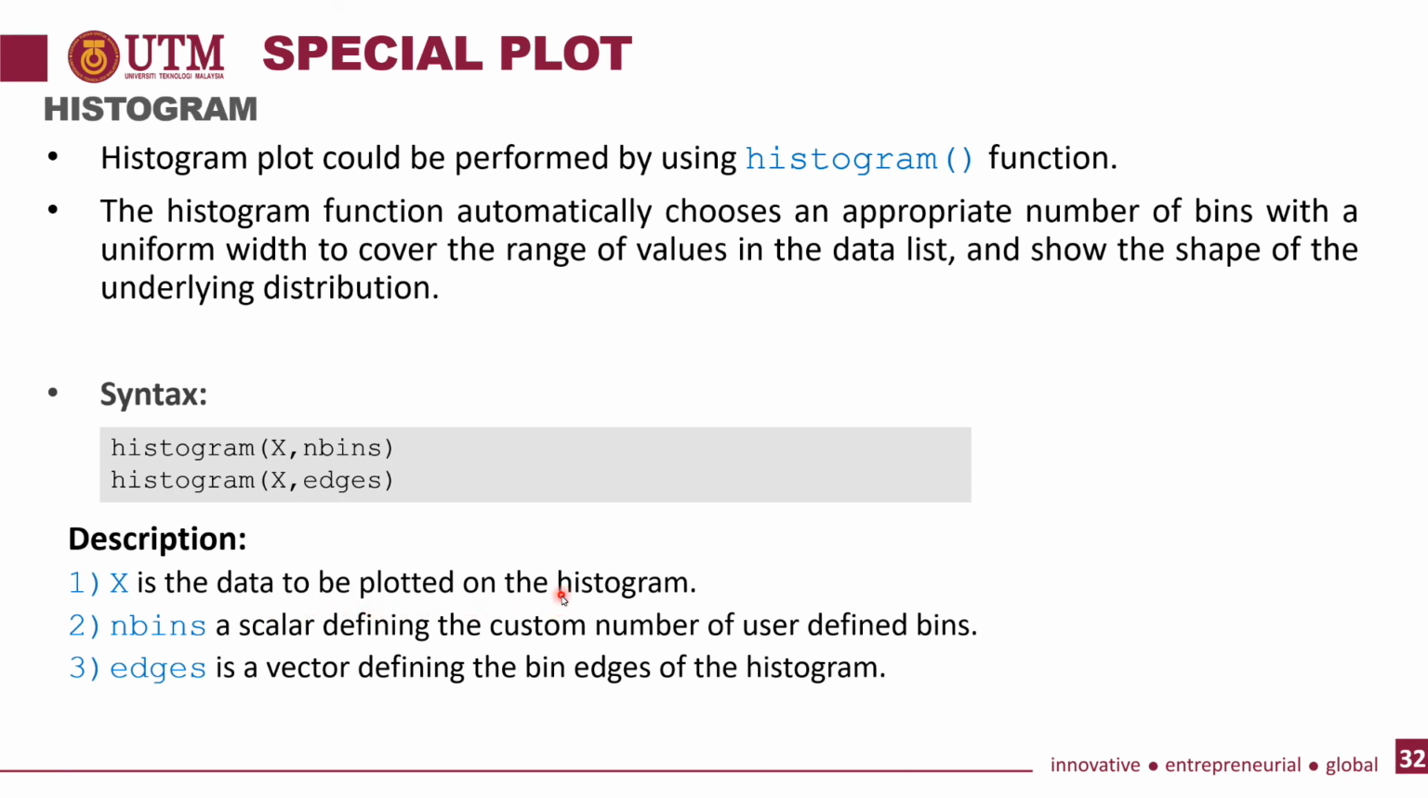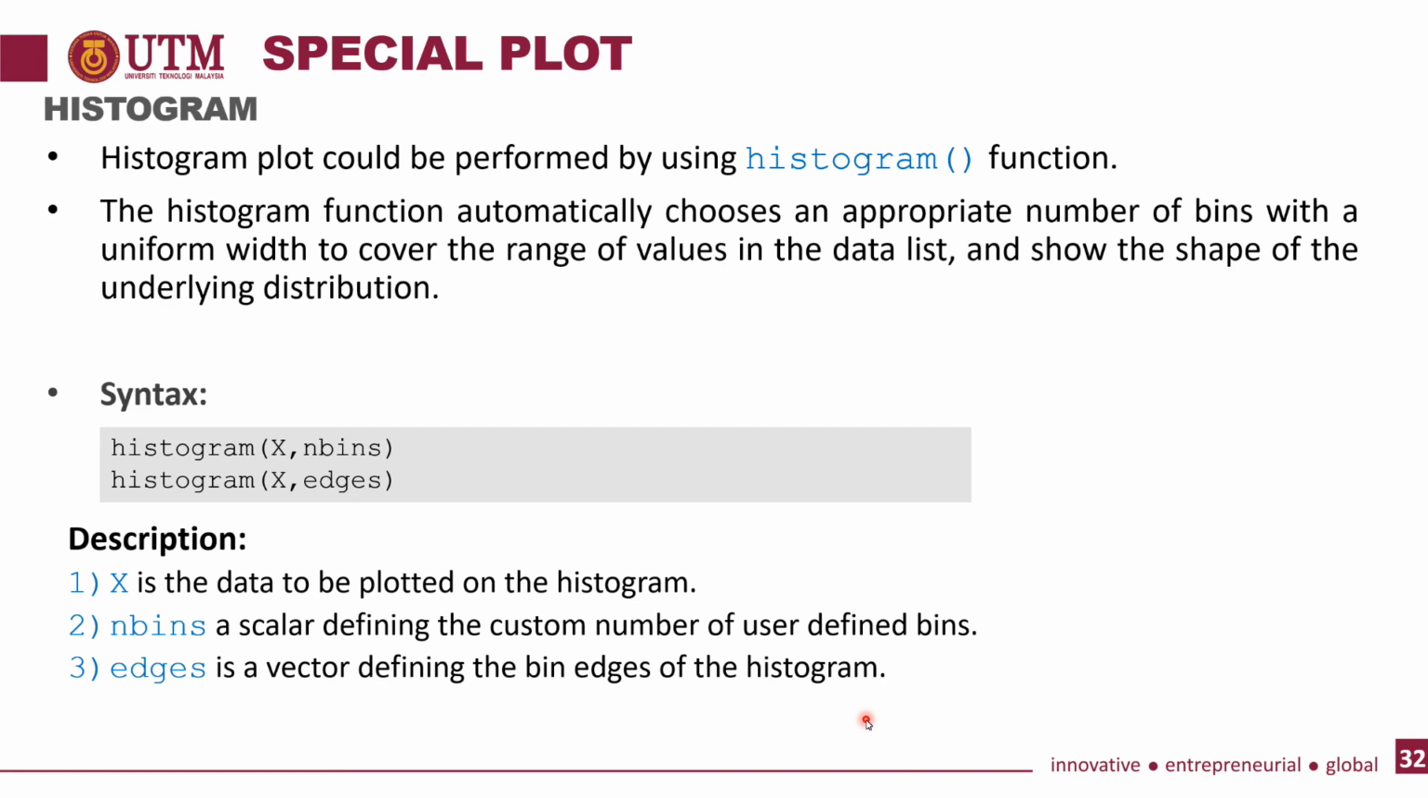So if you have data that you want to translate into a histogram, you can just put it in. nbin is a scalar defining the custom number of user-defined bins. If you want to have 5 different bins, you can put 5. And edges is a vector defining the bin edges of the histogram. After this I will show you the effect of different numbers of edges.